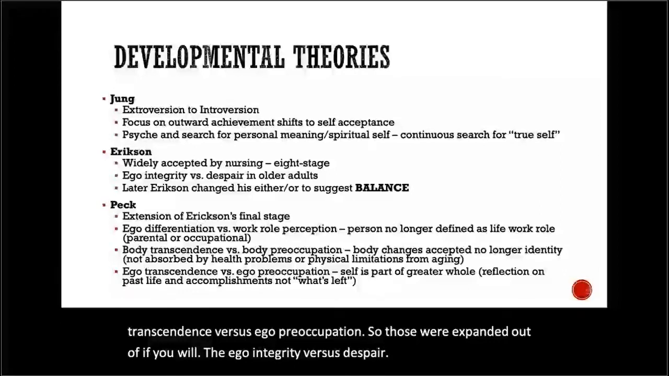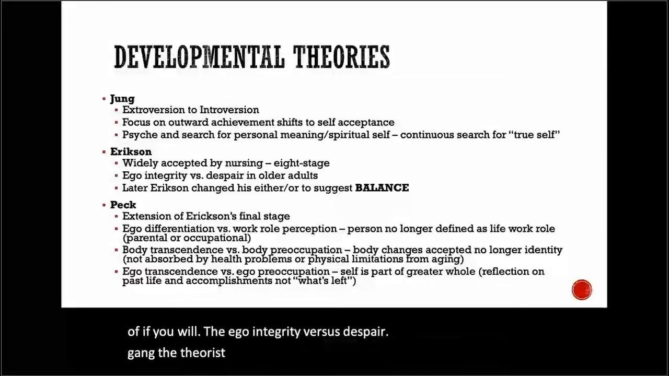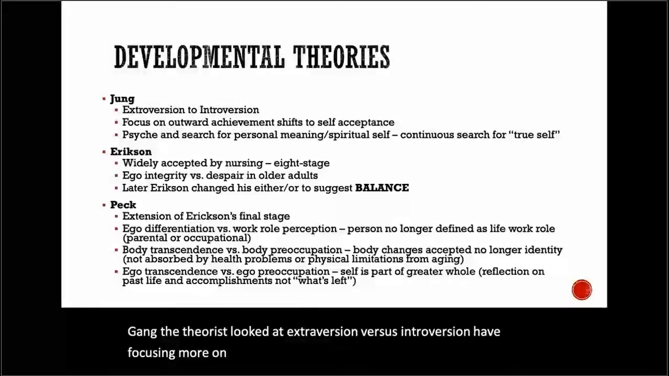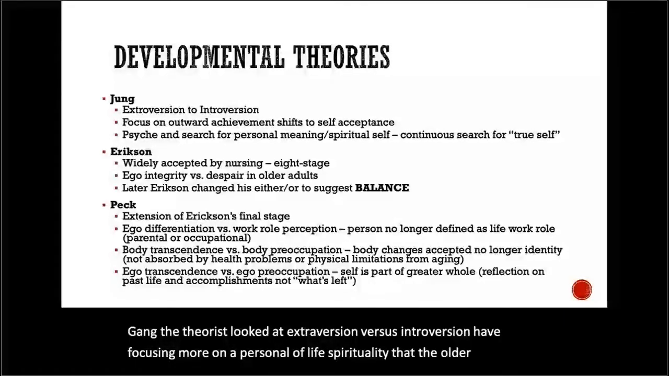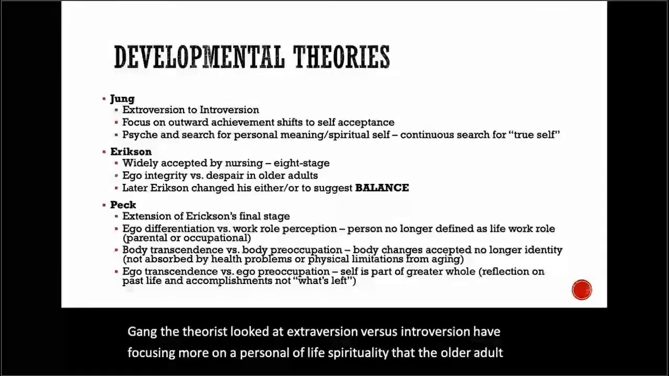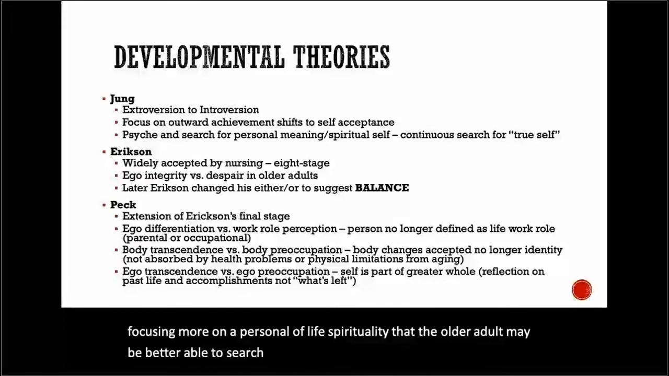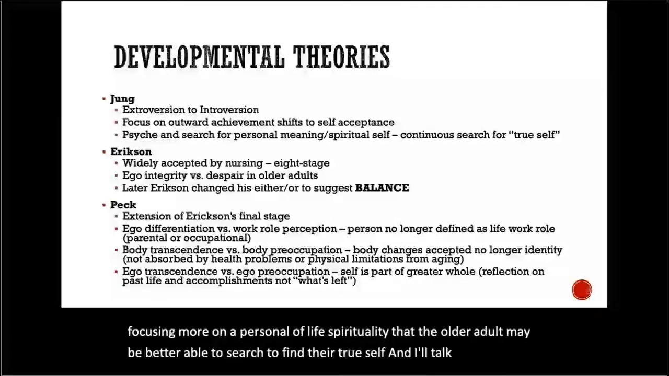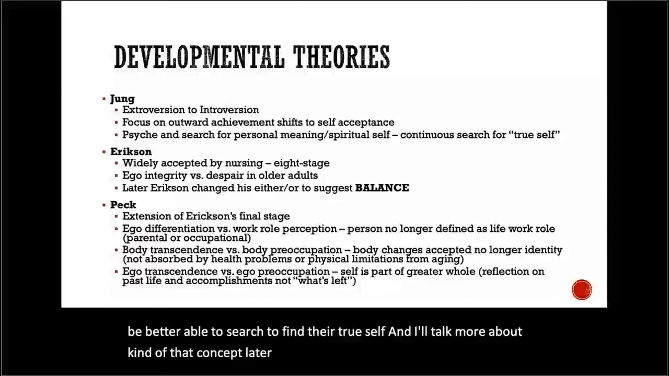Jung, the theorist, looked at extroversion versus introversion, focusing more on a personal meaning of life, spirituality, that the older adult may be better able to search and to find their true self. And I'll talk more about that concept later in the semester when we talk about transcendence and gerotranscendence.